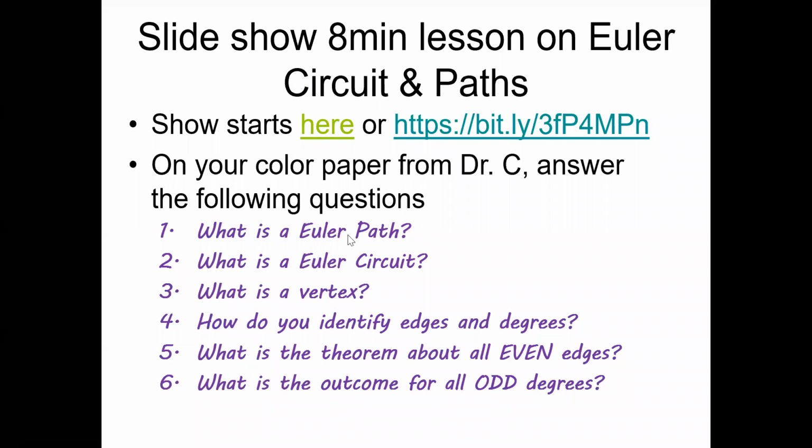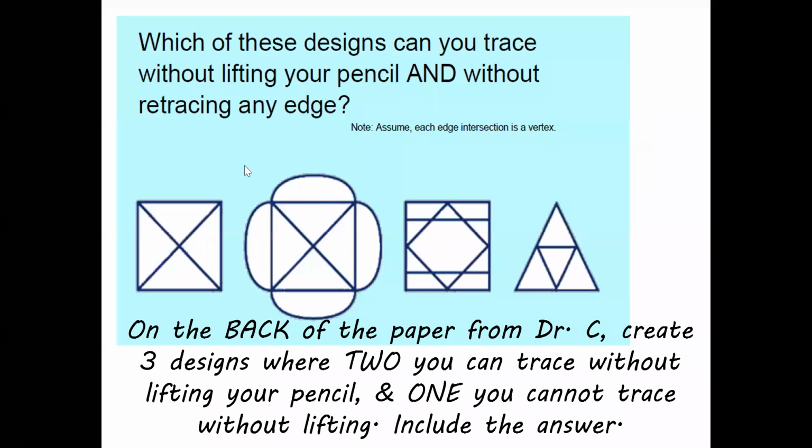What is an Euler's path? What is an Euler's circuit? What is a vertex? How do you identify edges and degrees? What is the theorem about all even edges, and what is the outcome for all odd degrees? So make sure you answer questions 1 to 6.